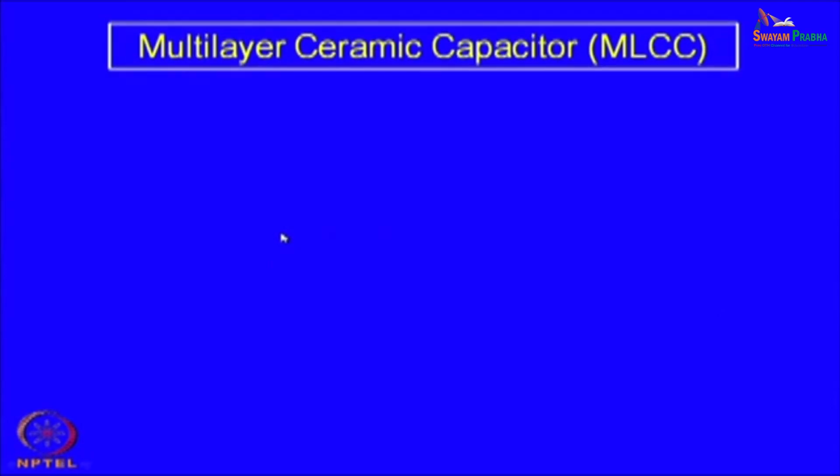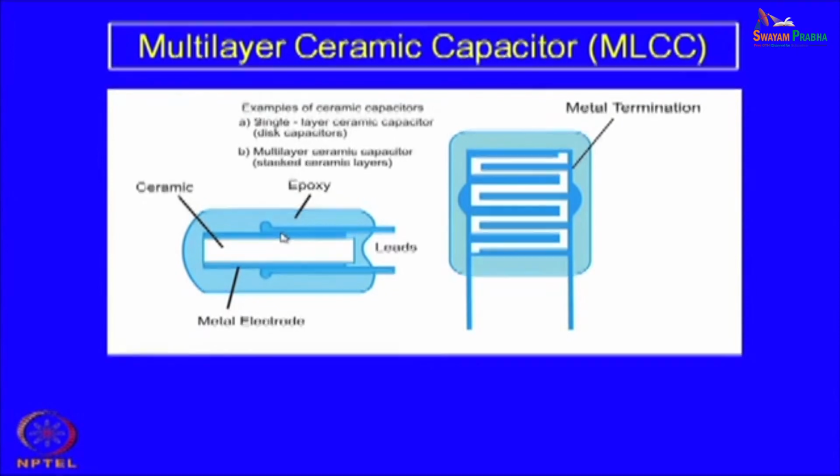I will give you some example how it is exactly done. It is actually what we call the multi-layer ceramic capacitors or MLCC, and it has been compared with a single layer capacitance like this. So, this is basically a single layer capacitor or sometimes called a disc capacitor. This is nothing but a small ceramic disc, maybe a millimeter thick, and then on two sides, on two circular surfaces, you have electrodes.